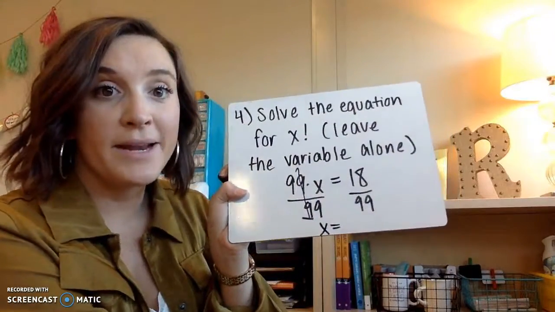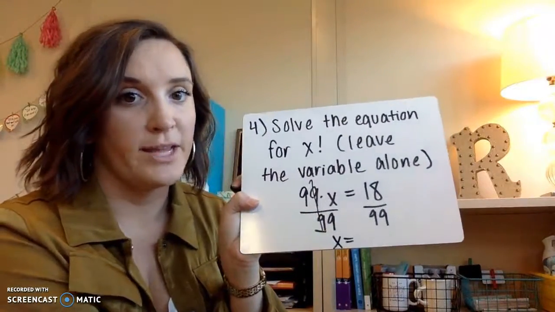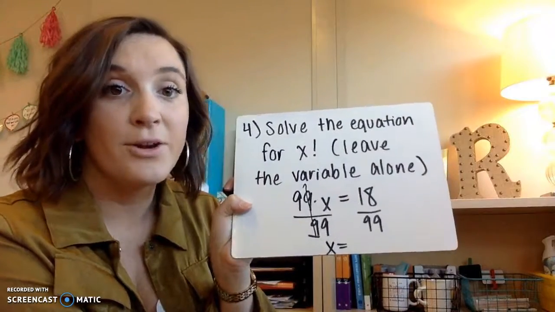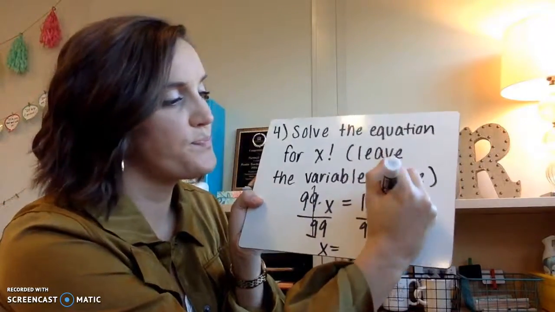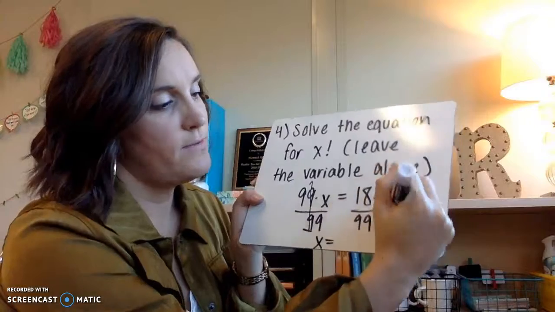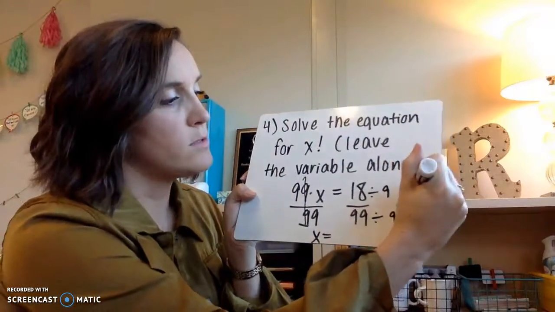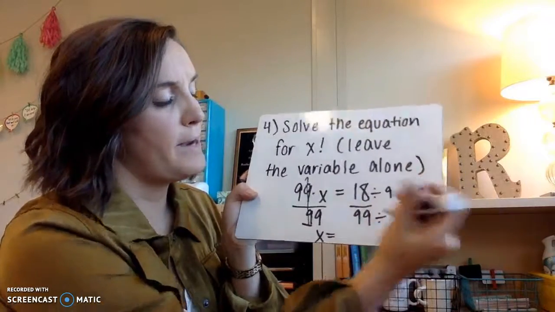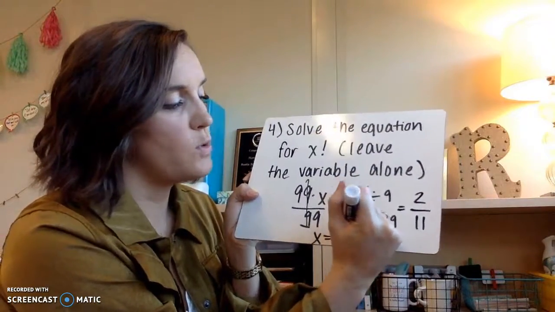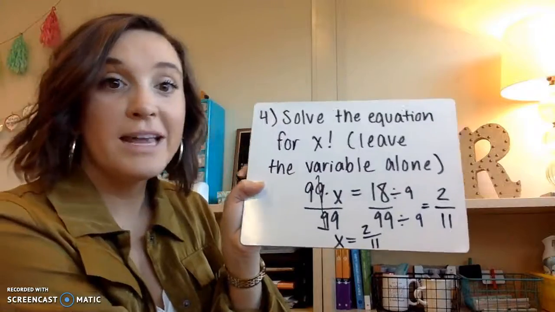Well, 18 divided by 99 is not going to work out to be pretty. So here's where I need to reduce it. I know they're both multiples of 9. So divide by 9 on the top and bottom. All right, 18 divided by 9 equals 2. 99 divided by 9 equals 11. So 2 over 11. So that is my final answer.